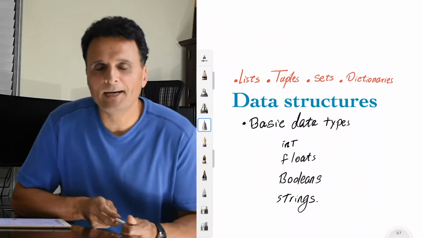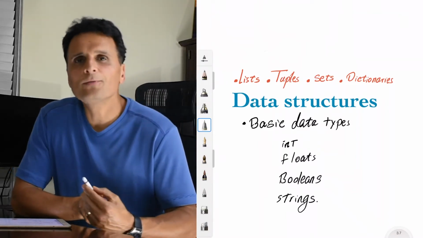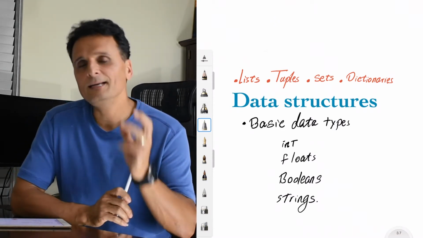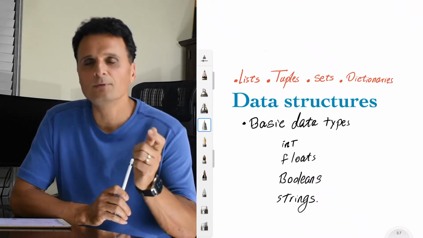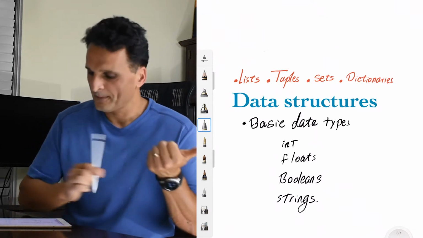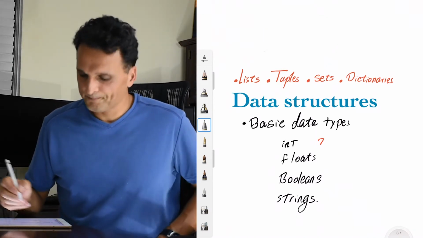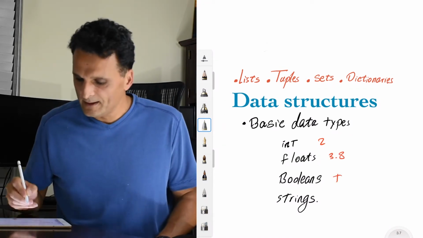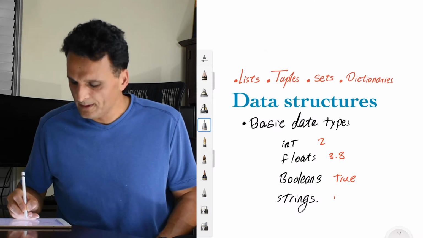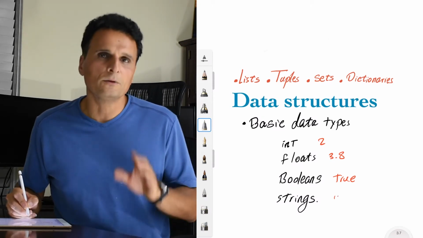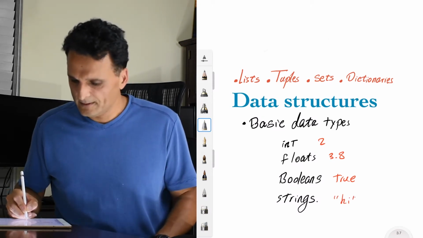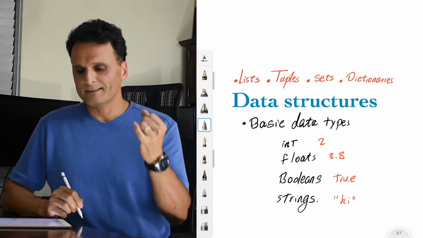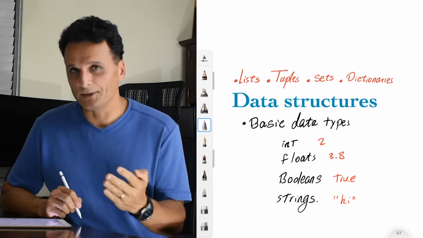In this lesson, we're going to learn about data structures. So far, we have seen individual basic data types like integers, floats, booleans, and strings. Integers like 2, floating points like 3.8, boolean, let's call it true, and a string, single or double quotation of, I'm going to call it hi. Today we're going to learn about lists, tuples, sets, and dictionaries.